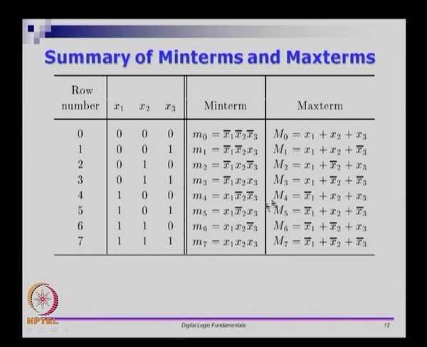If I want capital M4, I look at the row and then I do this. So capital M4 is M100. The interpretation for capital M100 is that x1 should be in the complemented form for maxterms. So you have x1 complement, and x2 should be in the uncomplemented form and x3 should be in the uncomplemented form. So we have those two, and then a maxterm is a sum term, so you put plus. So this is a quick summary of minterms and maxterms.